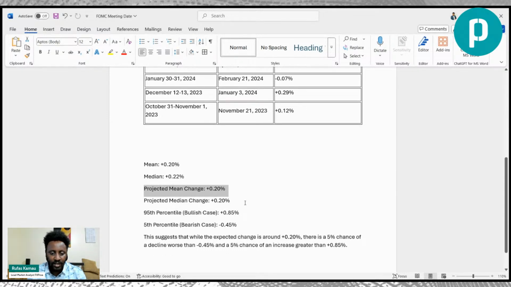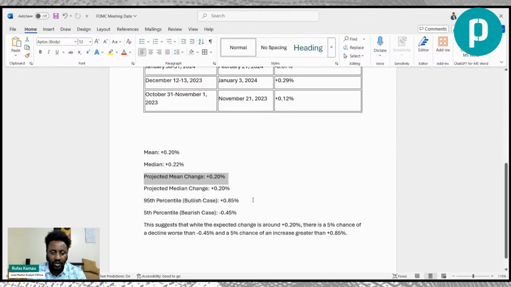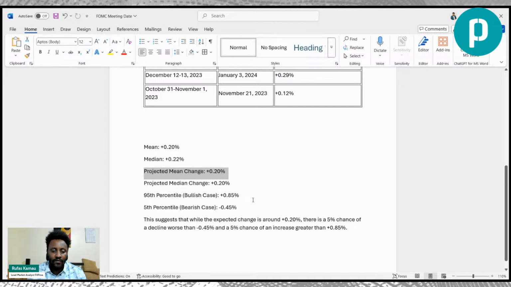So if you do some further statistics on the performance of the dollar index, especially on a distribution, you notice that the likelihood of the dollar dropping, let's say by 0.45%, on the dollar index is around a 5% chance, and the likelihood of a very strong rally, let's say an increase of 0.85%, also lies on a 5% chance. So the in between, which is basically a 90%, is that expectation that we should be seeing a 0.20% performance in the dollar index later today.